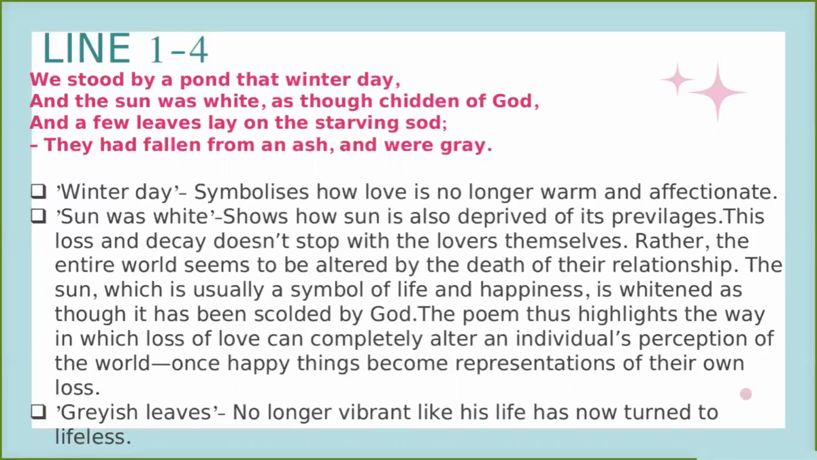So the poem is Neutral Tones, and clearly from the first stanza also, the poet has highlighted that all the things in the world, all the things on earth, are devoid of their original color, devoid of their liveliness, because he has lost the love of his life. So grayish leaves show no longer vibrant, like his life has now turned out to be lifeless without his lover.